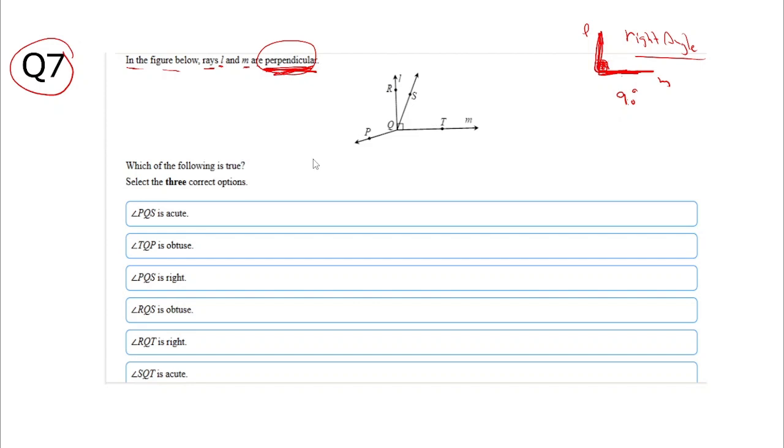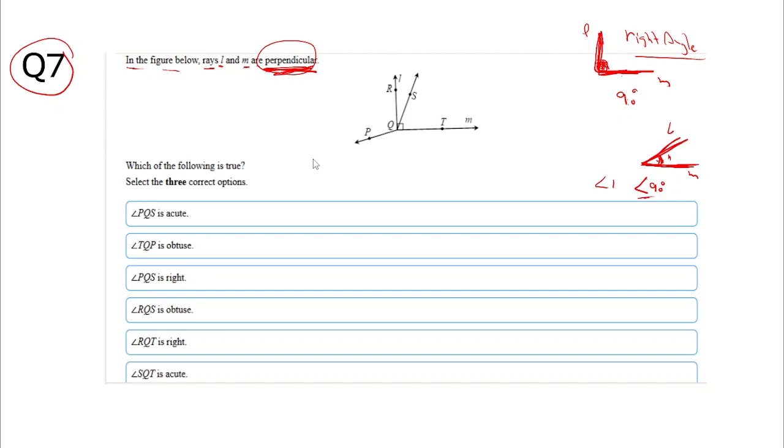Okay? There is another type of angle. If I have a ray M here and ray L here, this angle is called an acute angle. This is the shape of an acute angle. And the measurement of this angle is less than 90 degrees. That means angle 1 is less than 90 degrees.